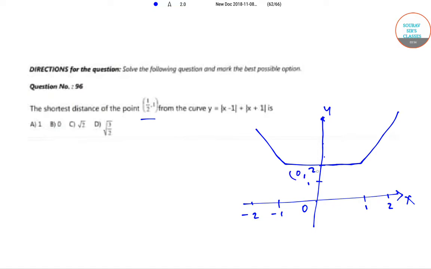So this point is (0, 2), and the point given to us is (half, 1), so it lies somewhere over here. Then the shortest distance would be the perpendicular distance from this point to the line, so it is 1. It is option A.